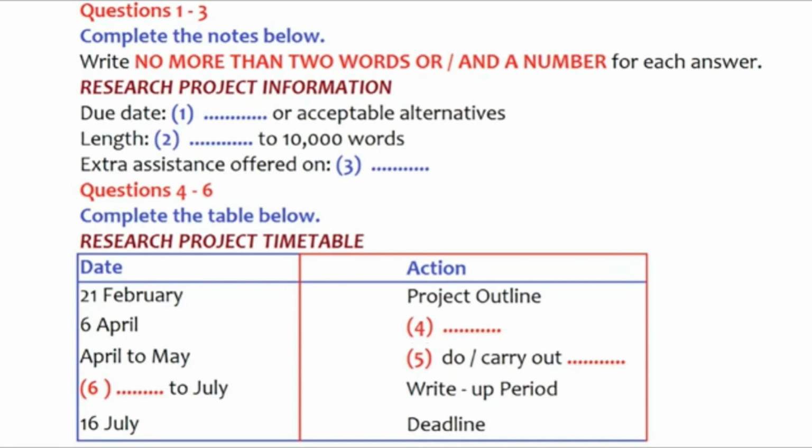And when should we be doing the research? Well, that's over a 1-month period, essentially April to May. And the write-up? Well, you need to do quite a bit of research before you get going on your writing. So that's really May to July, with the due date for handing in on the 16th. Any more questions?